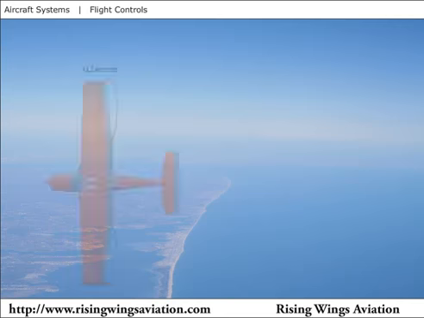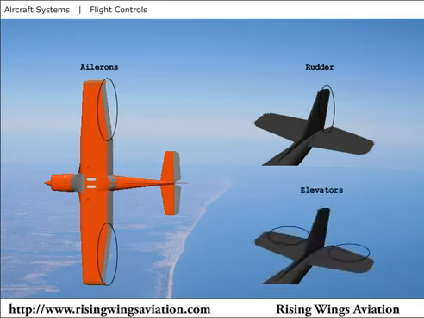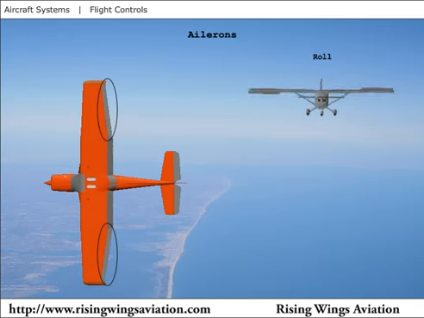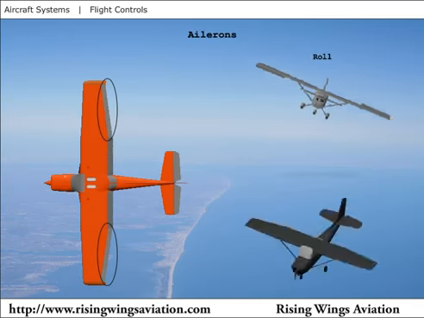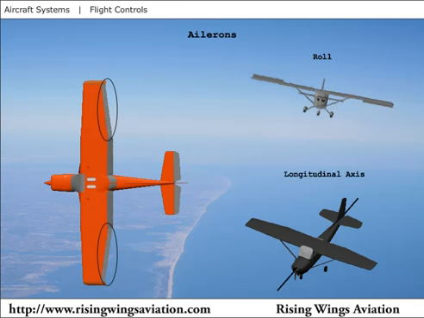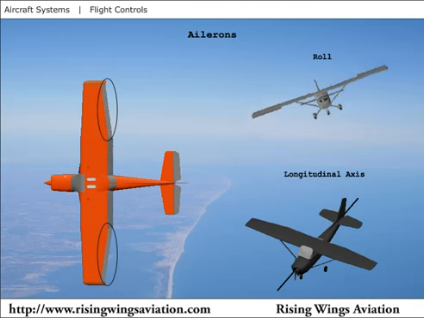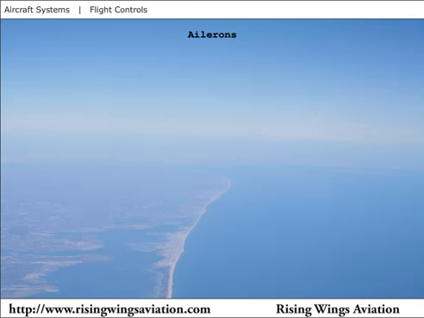Primary flight controls are the ailerons, rudder, and elevator. Ailerons control roll about the airplane's longitudinal axis, which runs through the nose and tail. The ailerons are attached to the outboard trailing edge of each wing and move in opposite directions from each other.